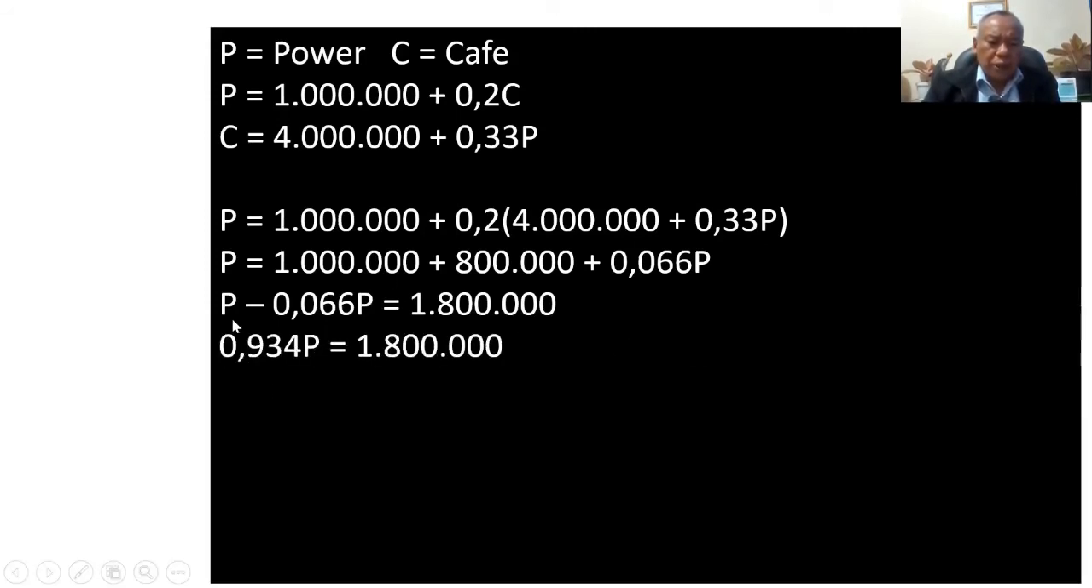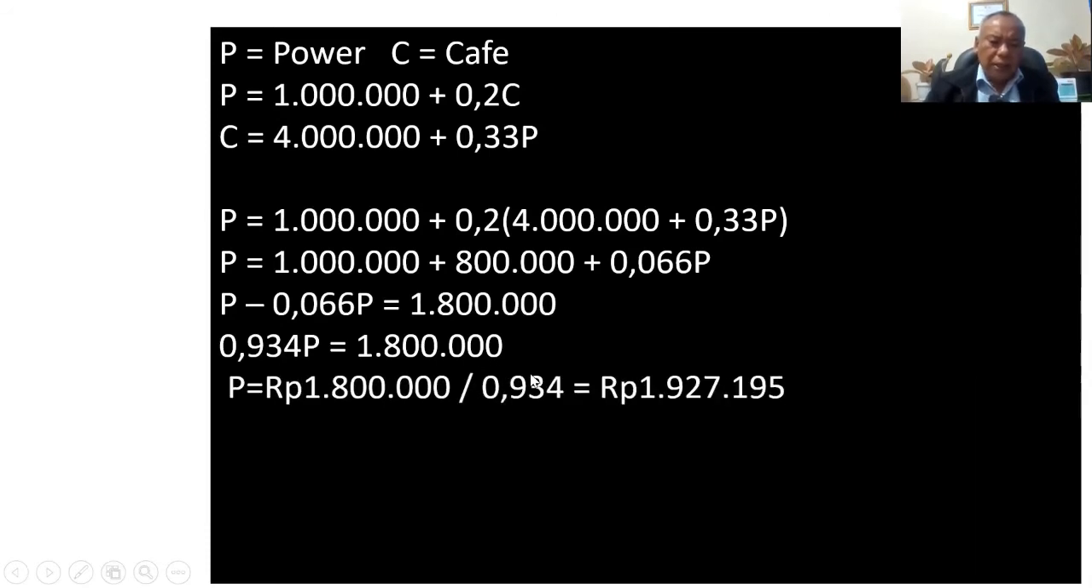So here, because P equals 1 minus 0.066 P, we find 0.934 P equals 1,800,000. So P is 1,800,000 divided by 0.934. So we find 1,900,027.